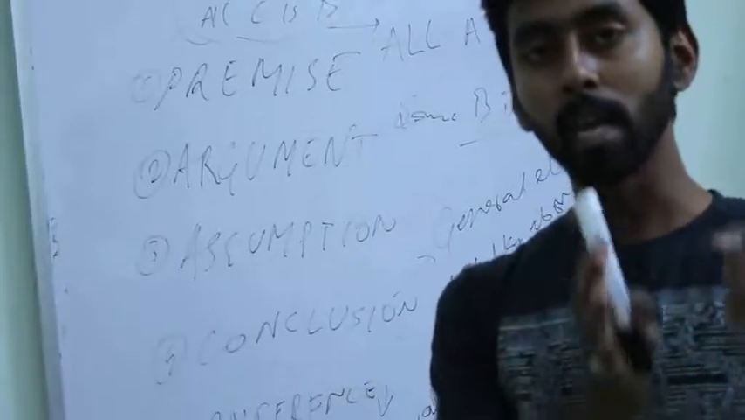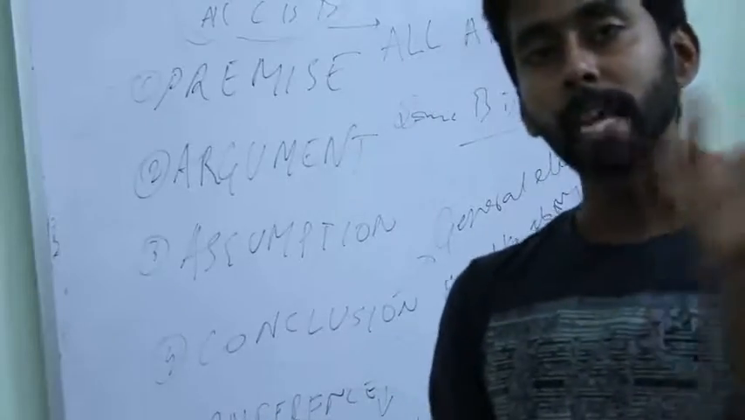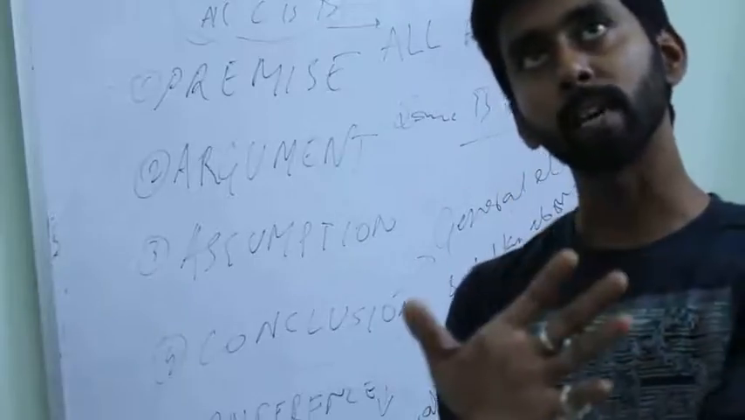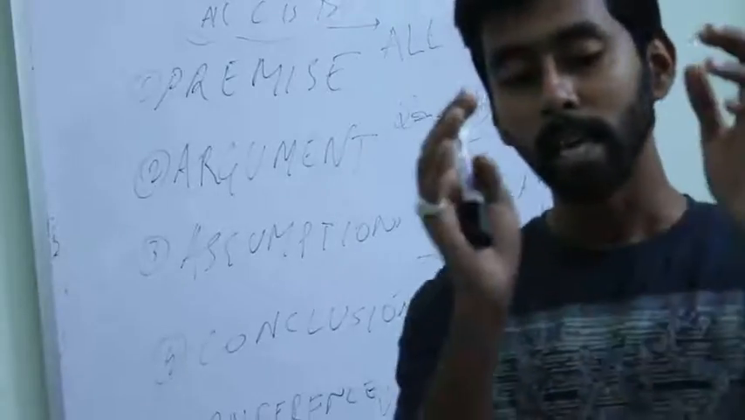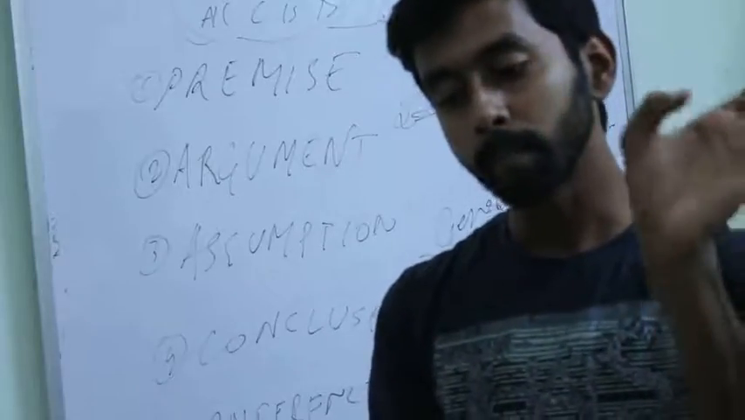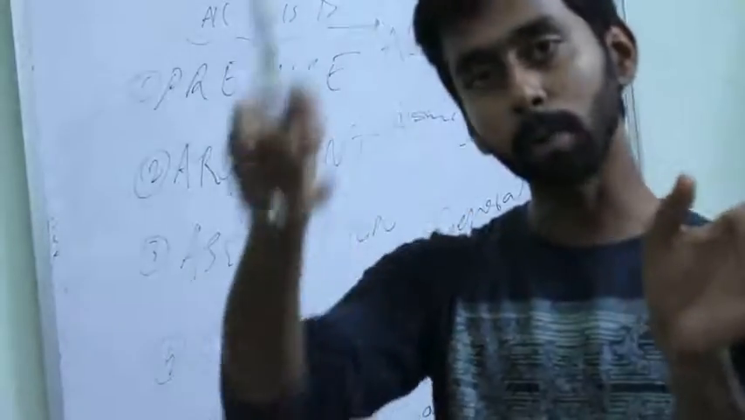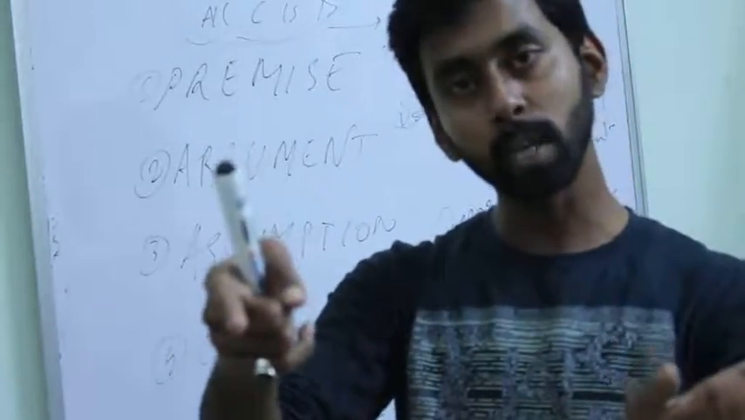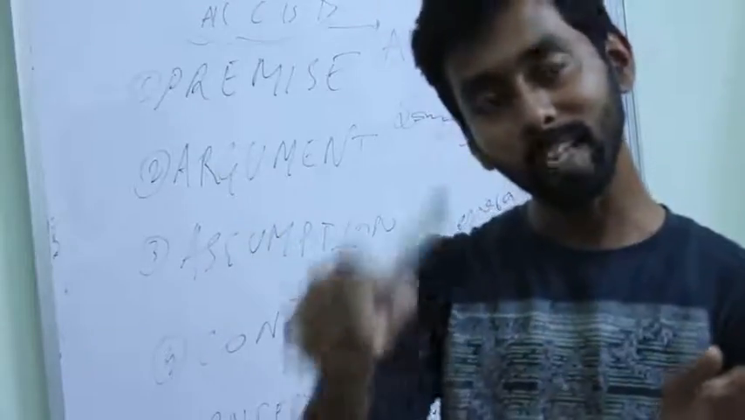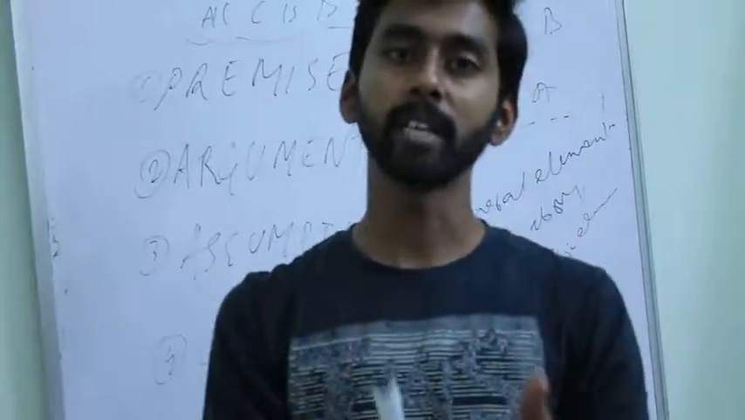This is very important. In conclusion, from specific elements, you go to general elements. In inference, from general elements, you go to specific elements. I'm sorry guys. With respect to inference, you go from specific elements. You talk about specific elements and then you draw a conclusion about general elements. With respect to conclusion, you talk about general elements and then give a conclusion about specific elements. So that's the difference between inference and conclusion.